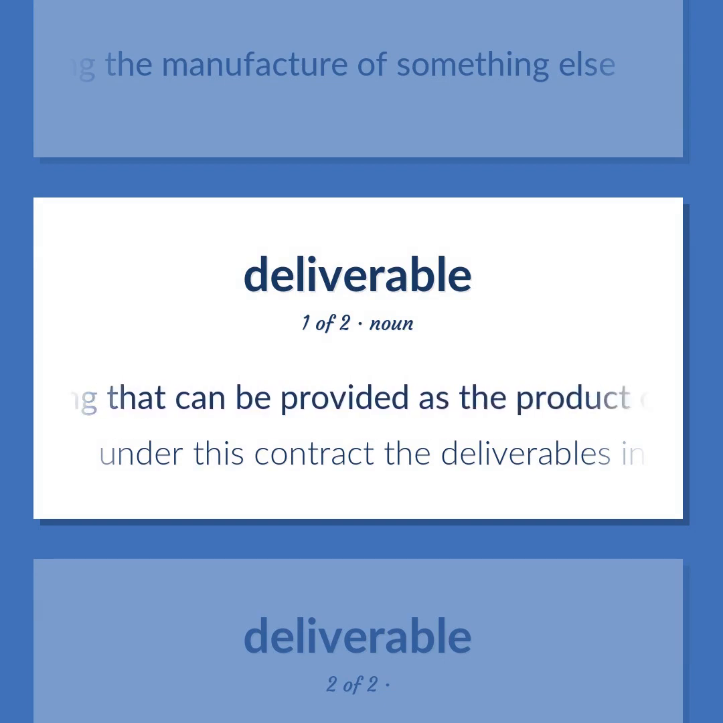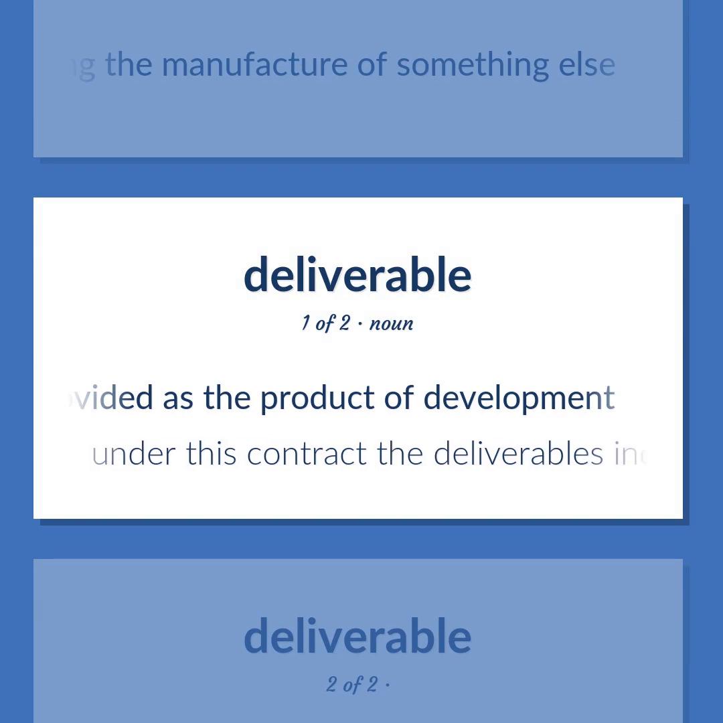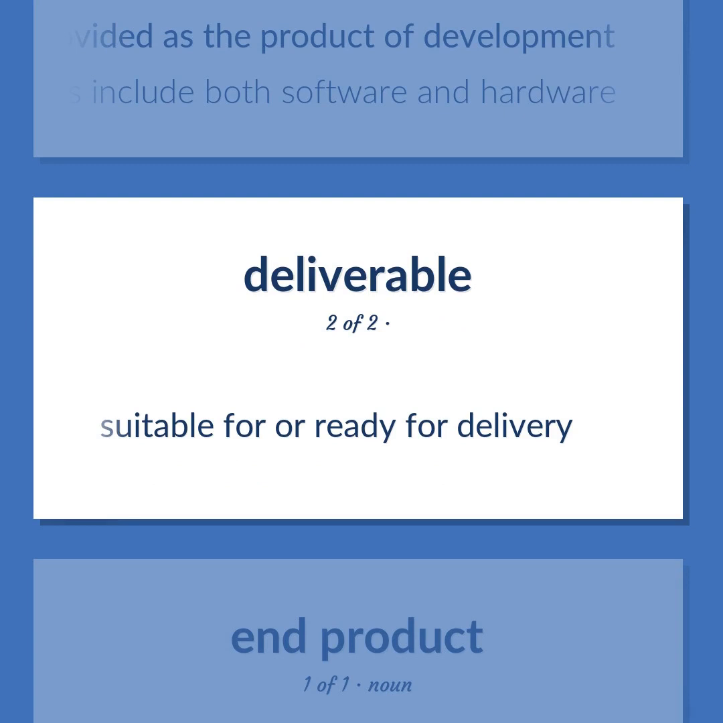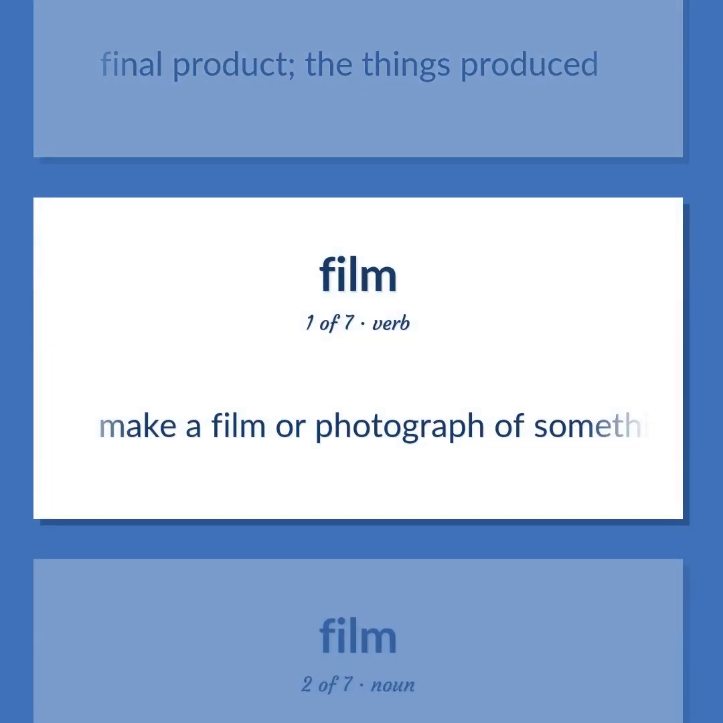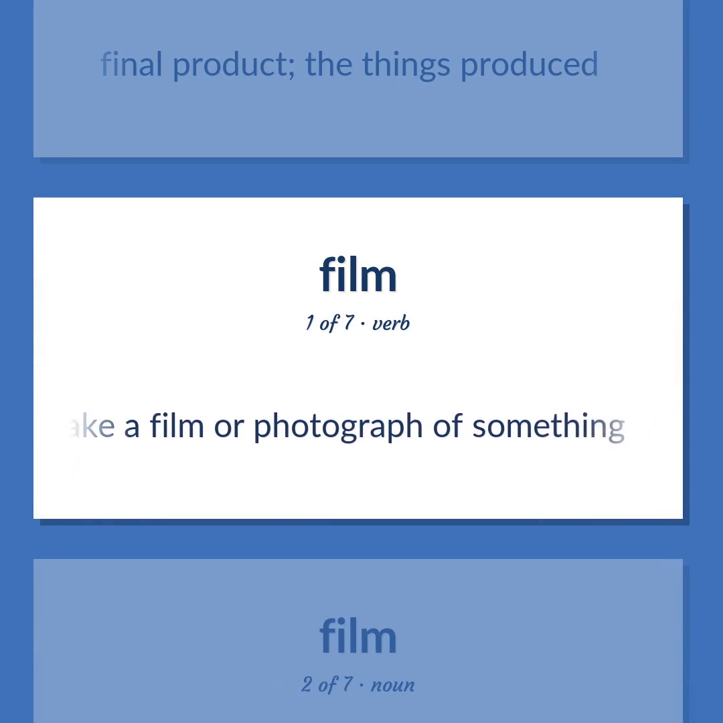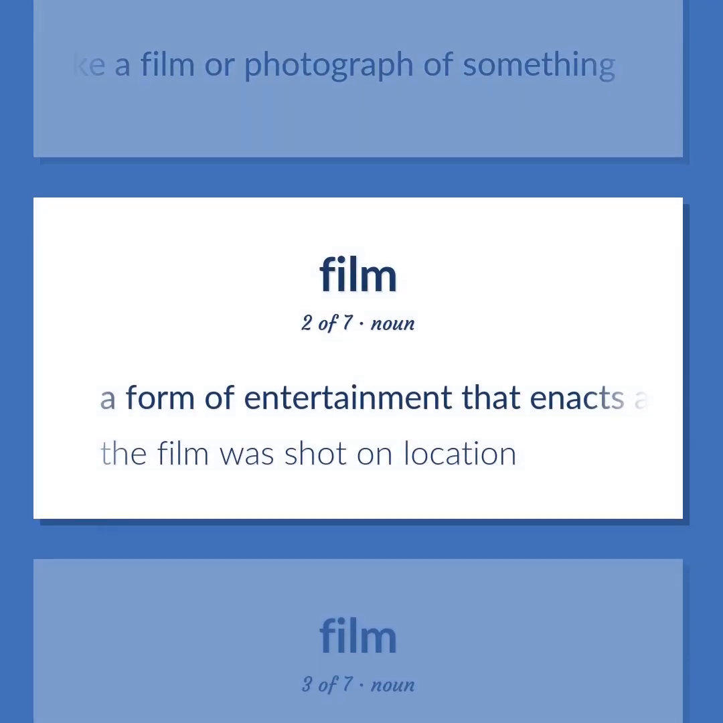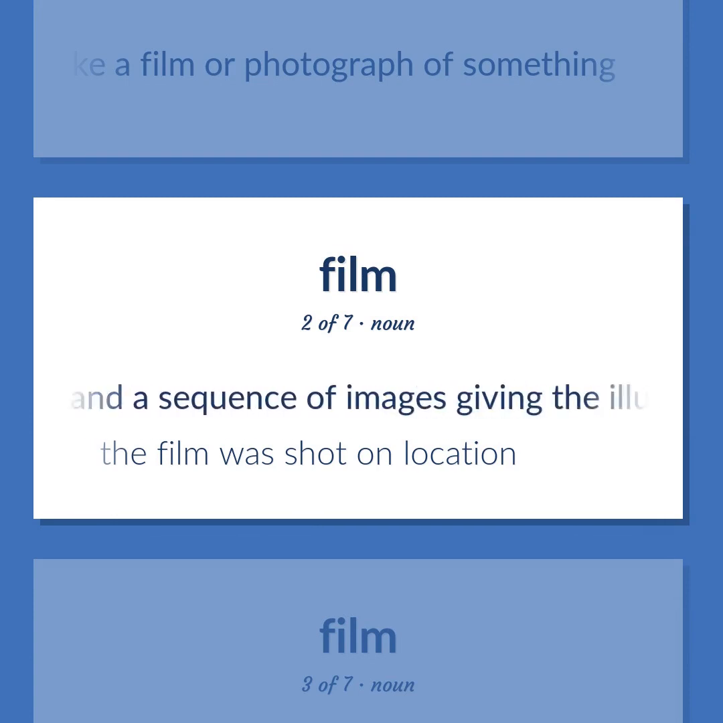Something that can be provided as the product of development. Under this contract, the deliverables include both software and hardware. Suitable for or ready for delivery. Final product. The things produced. Make a film or photograph of something. A form of entertainment that enacts a story by sound and a sequence of images giving the illusion of continuous movement. The film was shot on location.